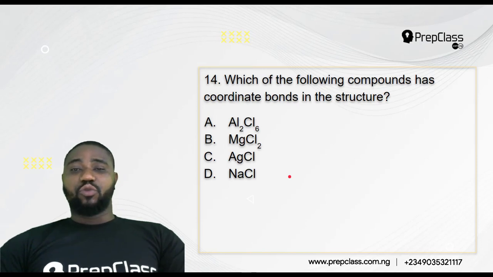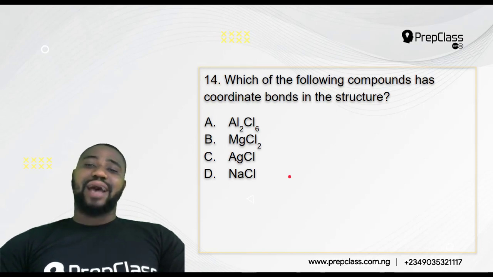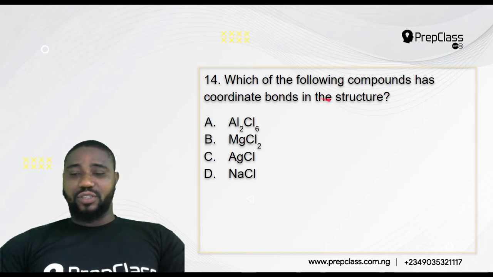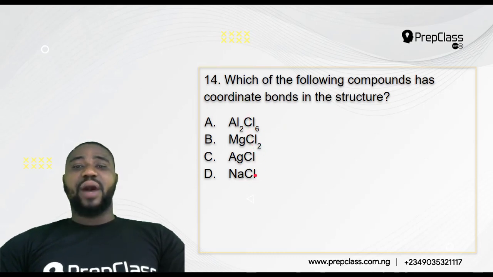Question number 14. Which of the following compounds has coordinate bonds in the structure? They gave us aluminum chloride, magnesium chloride, silver chloride, and sodium chloride. All these compounds look more like electrovalent compounds.